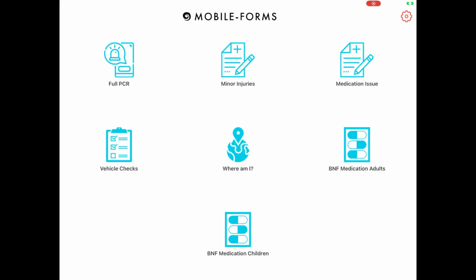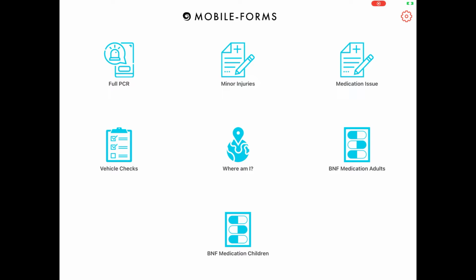On the home screen, there are several options depending on the situation. The full PCR is used for more serious injuries and medical emergencies. The minor injuries form is used in non-emergency situations, and our medication issue forms allow you to quickly give simple medication such as paracetamol without the need for a full form. Also included are other useful applications we will show you as we go through the demonstration.